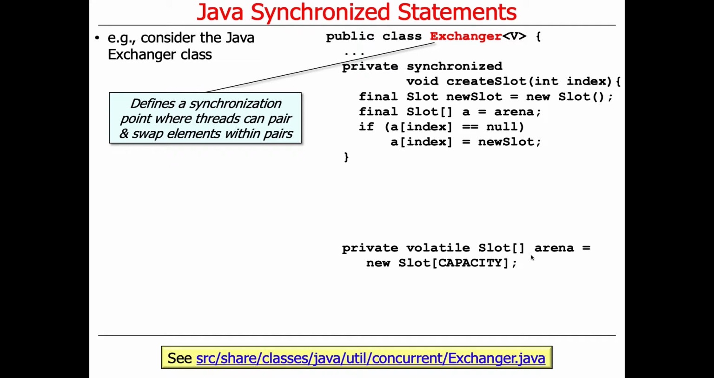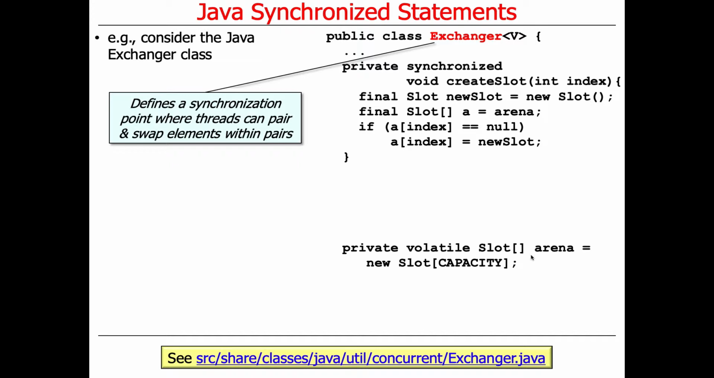Let's take a very concrete look at something that's actually part of the Java class library. This is called the Exchanger class. An exchanger is a synchronization point where threads can pair and swap elements within pairs. So it's basically a place you come to exchange things, like think of going to the flea market and you're exchanging stuff or whatnot. So that's what an exchanger is.